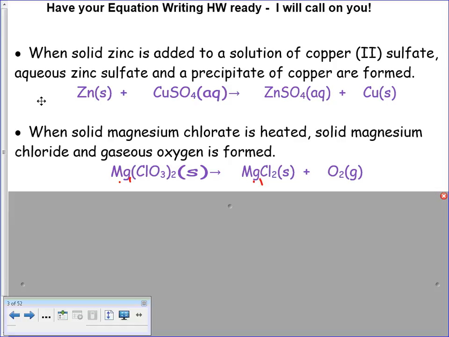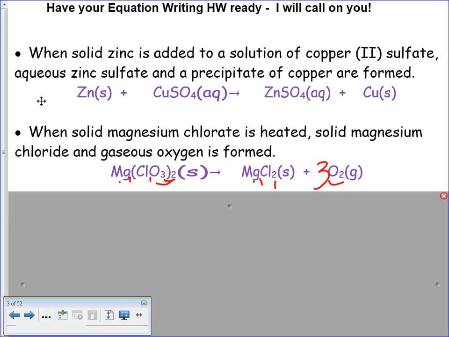How many chlorines do you see? 2, because there's 2 times 1. It's multiplied. So 2 chlorines there, 2 chlorines there. We're good there. How many oxygens over here? 6. Not added, right? It's multiplied. 2 times 3 is 6. And then over here, I only see 2. So what coefficient do I add here? 3. A 3, because the 3 times the 2 makes a 6.